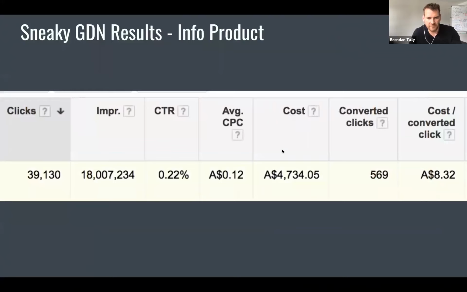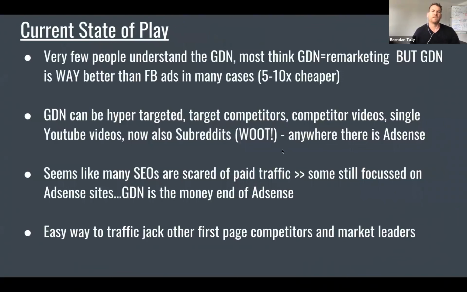This was an info product, so 18 million impressions. We spent $4,700 and got 569 conversions. So again, dirt cheap. The clicks cost nothing, 12 cents a click. It's just ridiculous. Everyone knows about Facebook ads, but not as many people are leveraging GDN. GDN can be hyper targeted.